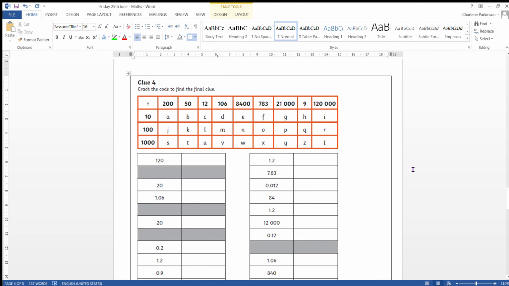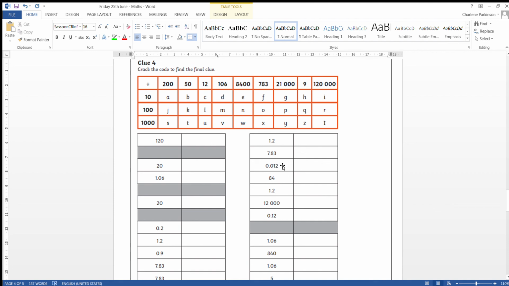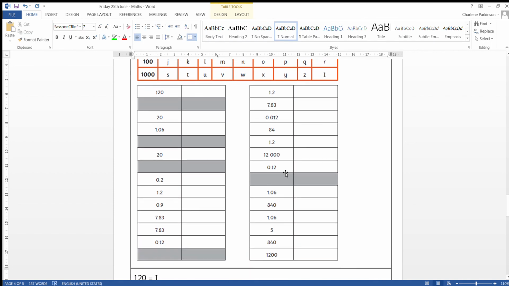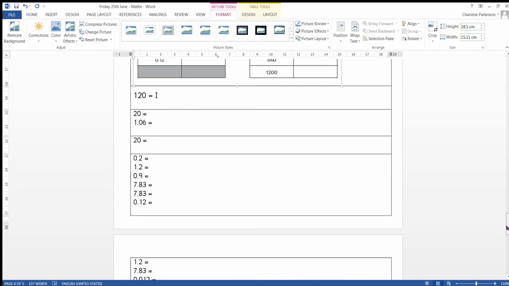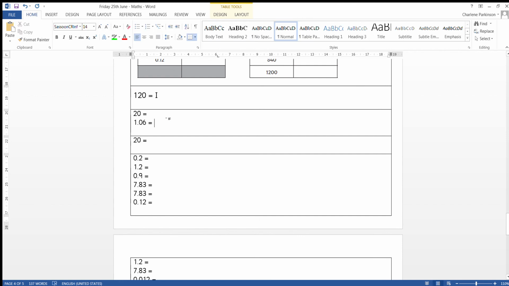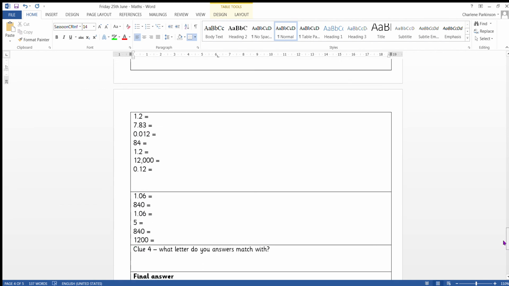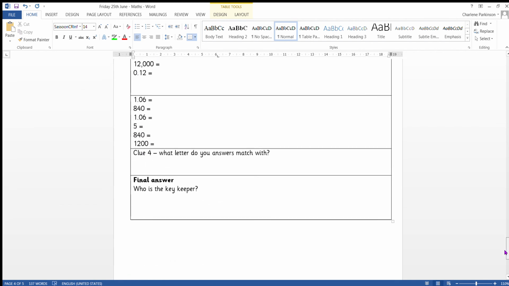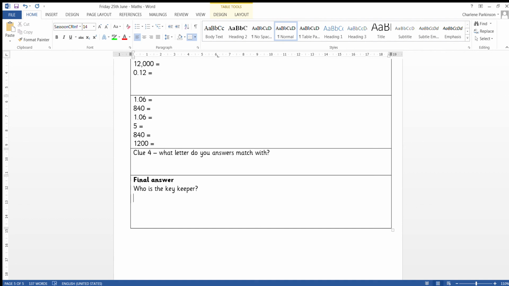Okay. Again, if you want, this is a picture, so you can't type on this, but I have put the numbers in here, so you can start typing in your letters down here. Okay, remember they do repeat some of them, so make sure you put them all in. And once you've got that, it will spell out the final thing on your clue, and then at the end I want you to put in who is the keeper. Okay, hope you enjoy it.